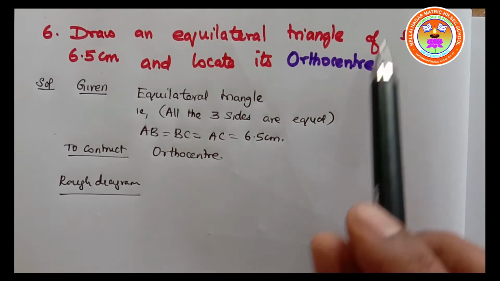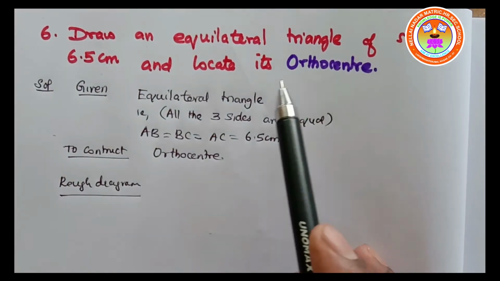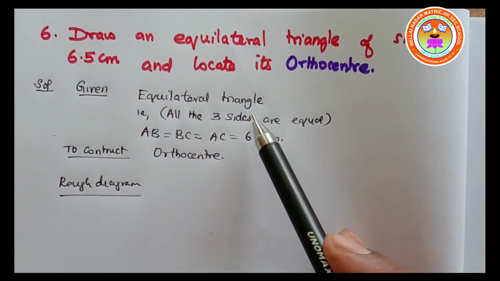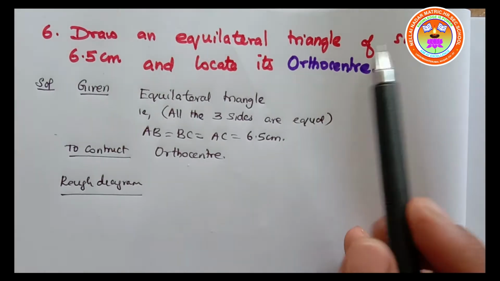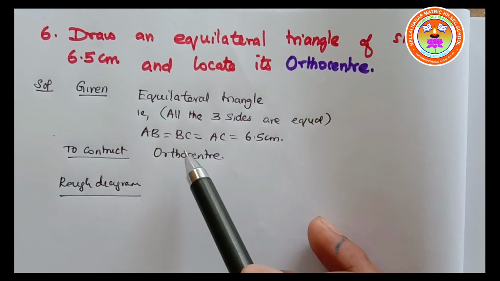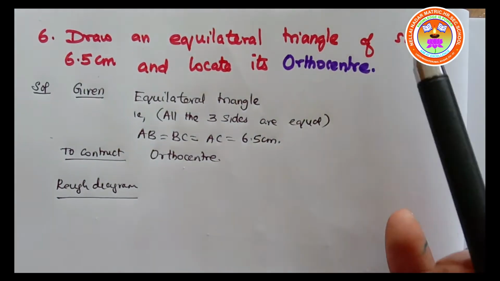Equilateral triangle of side 6.5 centimeter and locate its orthocenter. What is given, children? Equilateral triangle. What is the property of an equilateral triangle? All three sides are equal. Here one side is given as 6.5 centimeter. That means you can take AB, BC and AC equal to 6.5 centimeter.